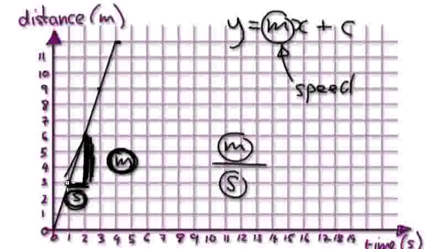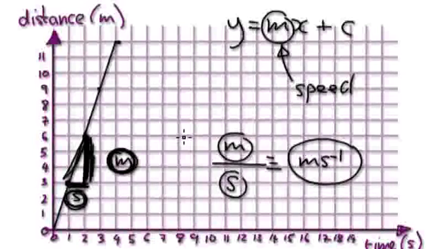Now what's a gradient? Look at this. M, well, you can imagine this as meters per second. Now meters per second is a unit of speed. So when you are given a distance time graph, if you work out the gradient, it represents the speed.